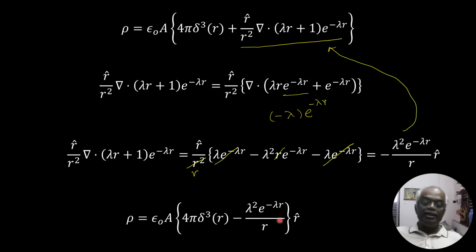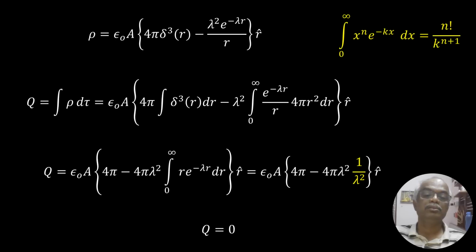Now we will reduce it further. So we have seen the electric field, and we have seen the rho, that is charge density. So we got the charge density, that is charge per unit volume, is equal to epsilon naught A multiplied by 4 pi delta Q of R minus lambda squared e power minus lambda R over R, of course, along R direction, R cat. Then our ultimate aim is we have to find the charge.